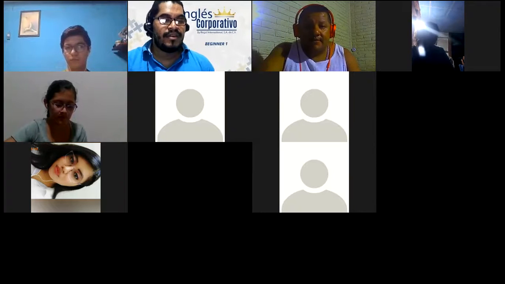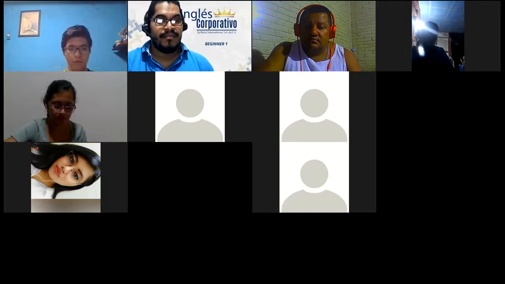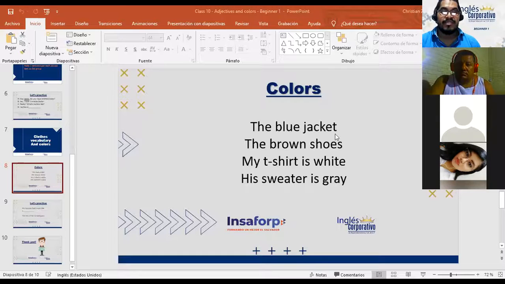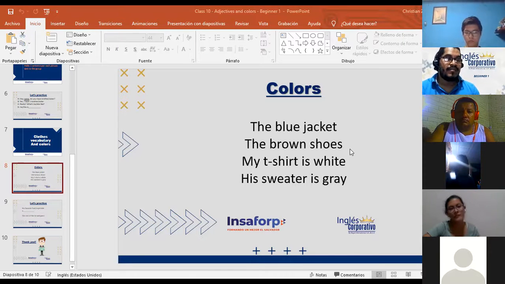And the way that we use the colors is similar to the ones that we use with the adjectives. Para los colores, lo utilizamos similar a como utilizamos los adjetivos. And we have here the blue jacket, the brown shoes. So así como utilizamos los adjetivos que poníamos, por ejemplo, the ugly cat, o the lazy turtle, que poníamos el adjetivo antes del nombre, lo mismo hacemos con el color. The blue jacket, the brown shoes. Okay? La chaqueta azul y los zapatos cafés.